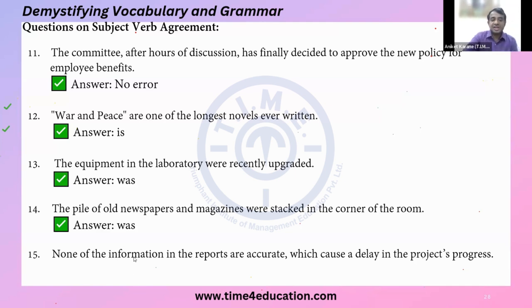So none of the information. So we are talking about information as uncountable now. So in the reports is accurate, which causes. So basically 2 errors. If you correct only is and you don't spot that causes is an error, you're not getting half marks. So you have to look at the entire sentence before you make that correction. So is and causes. Cause with an S. Okay.